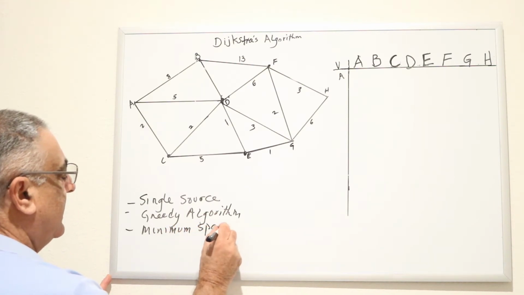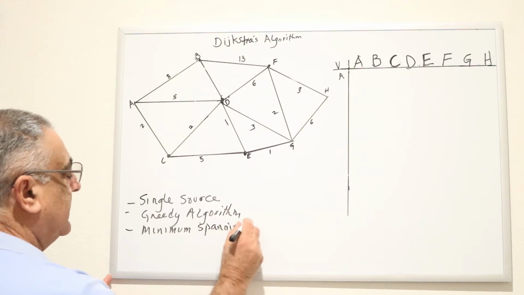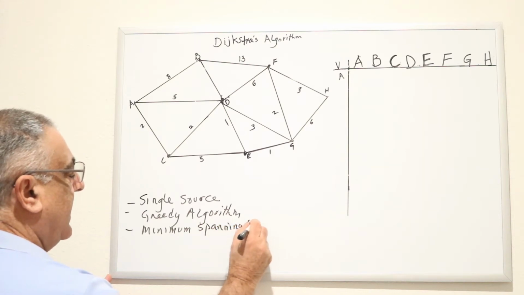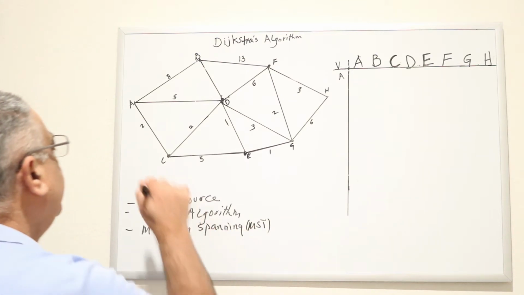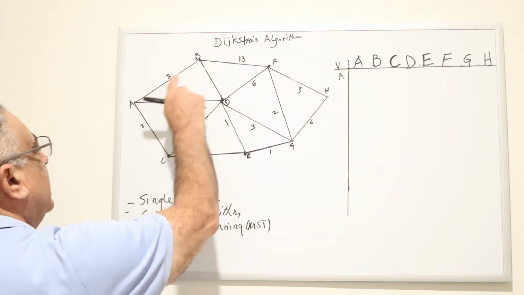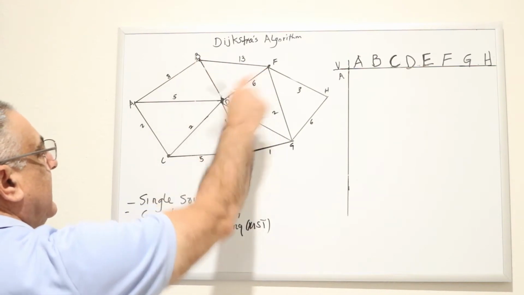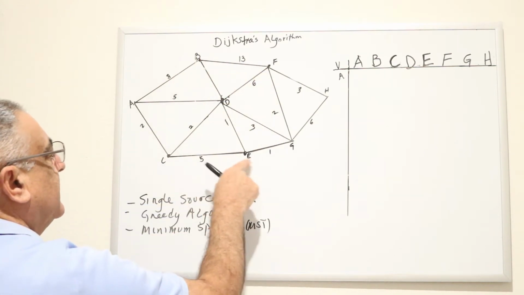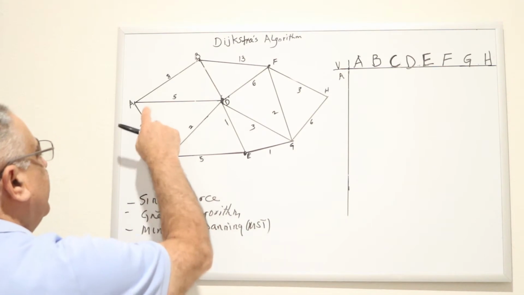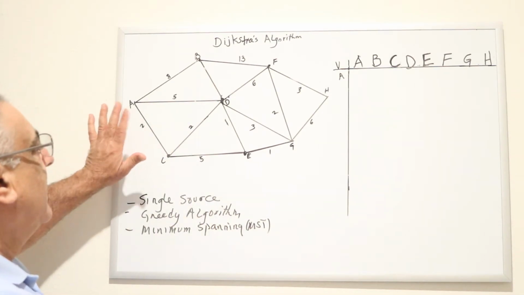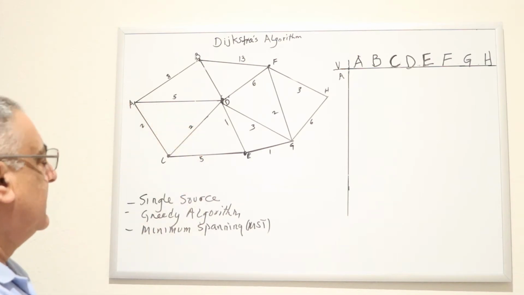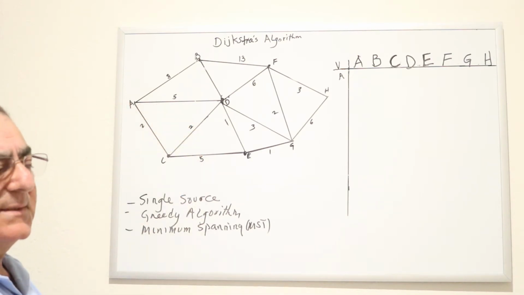Okay, so how do we do this? So for MST, minimum spanning tree. Now these are the edges and these are the vertices. So we are trying to figure out what would be the best way to go from one vertex to the next. So it's like using the GPS system.